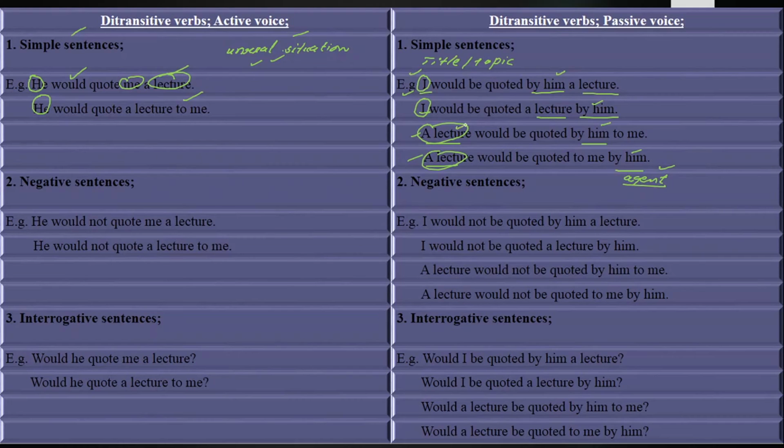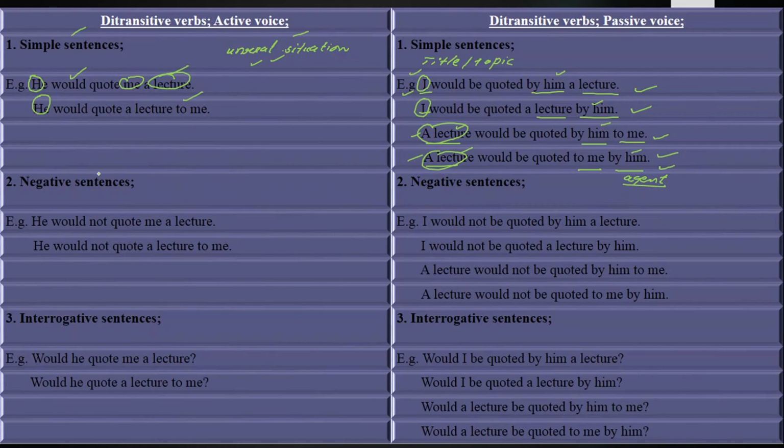When you bring "a lecture", the direct object, to the beginning, "by him" goes at the end, "to me" at the end, "a lecture" at the beginning, "by him" at the end. Sentences will be as follows: I would be quoted by him a lecture, I would be quoted a lecture by him, a lecture would be quoted by him to me, a lecture would be quoted to me by him. So these are the sentences of the ditransitive verb with "would" in simple sentences.